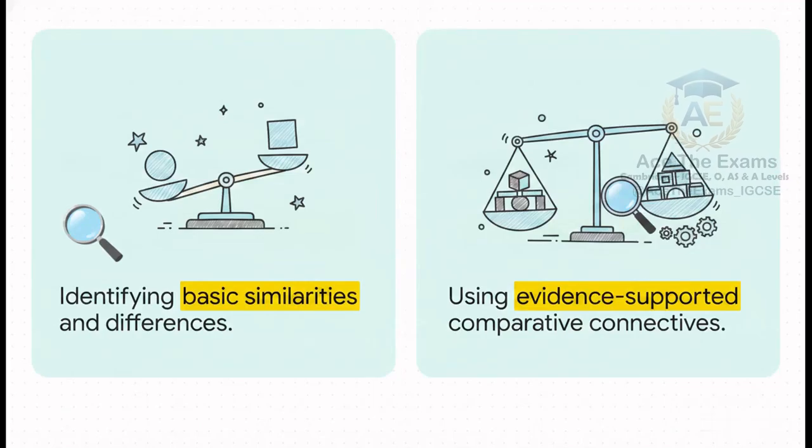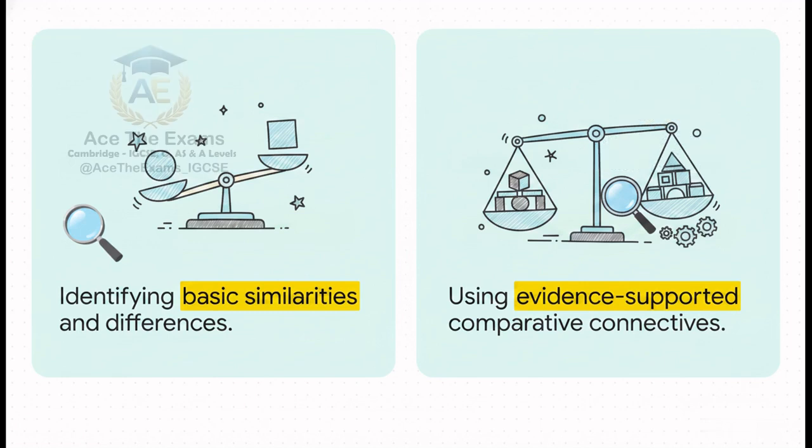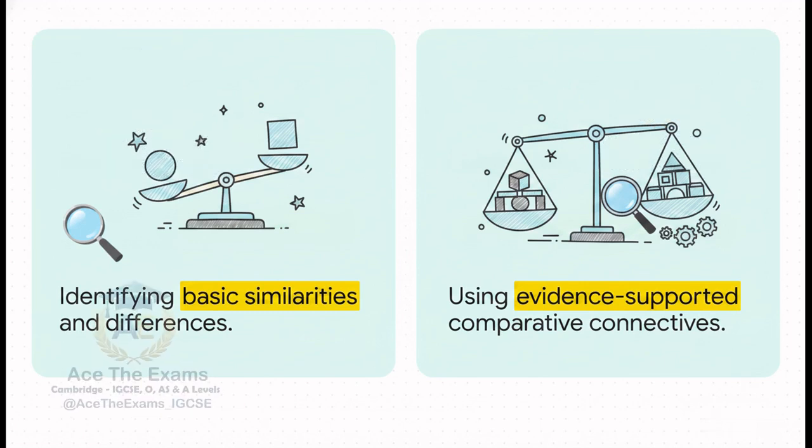Now, what happens when a tricky question pushes you to do some critical analysis or evaluate different alternatives? Well, there's a massive, massive difference between just basic comparison and higher-order comparative analysis. Basic comparison is just saying, oh, here are the similarities and differences. But higher-order analysis, the kind that unlocks the highest mark bands, requires using evidence-supported comparative connectives. You're not just saying, this method is different from that method, you are drawing hard conclusions about relative importance, and you're actively justifying your mathematical decisions using clear evidence right from your own working.